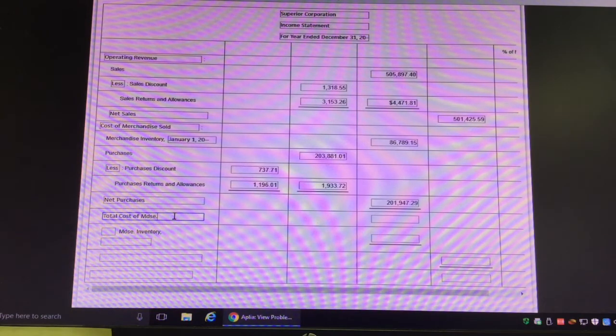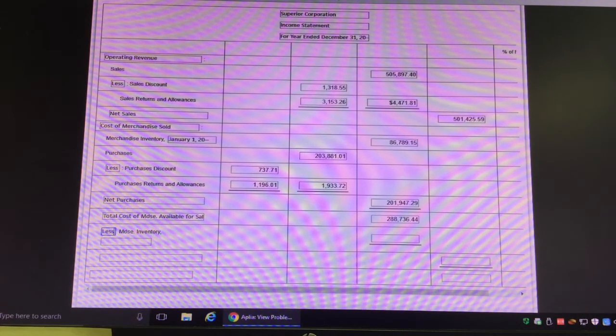We're going to use the inventory and the net purchases to figure out the total cost of merchandise, and merchandise is abbreviated, available for sale. And that's going to be this 86,000 combined with this 201. So we end up with $288,736.44.